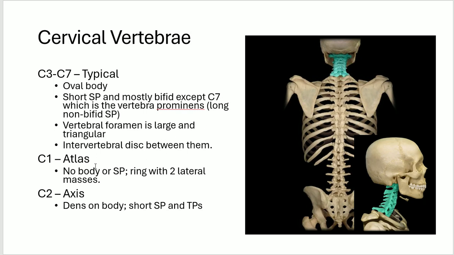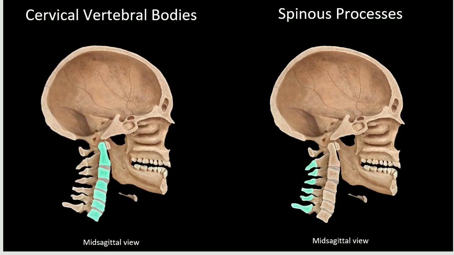C1 is the atlas. It does not have a body or a spinal process. And then C2, the axis, has a short spinal process and a short transverse process. So note that. Apologies for my word vomit earlier.